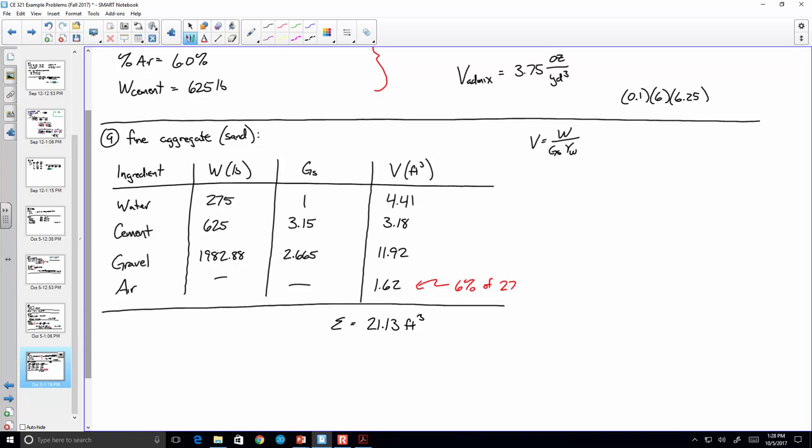Okay. So that's 21.13 cubic feet. I said pounds per cubic foot, but it's 21.13 cubic feet. One cubic yard is 27. So how do we determine how much fine aggregate needs to go into this mix? 27 minus this. That's going to be the volume of fine aggregate, the volume of sand: 27 cubic feet minus 21.13 cubic feet. And that yields what? 5.87 cubic feet.